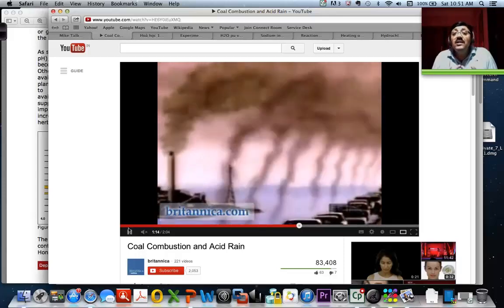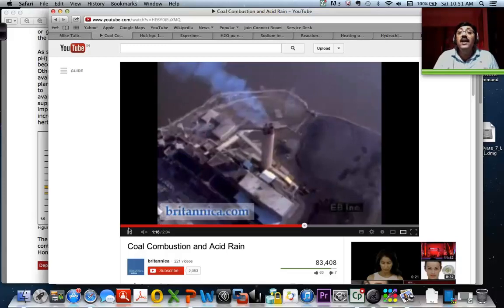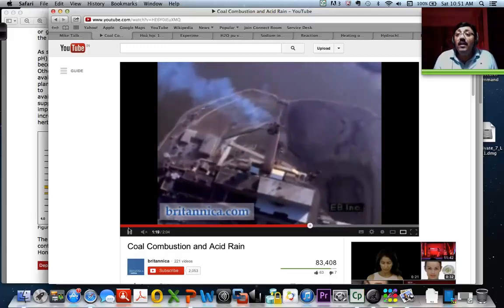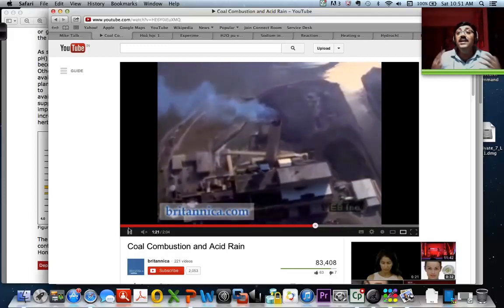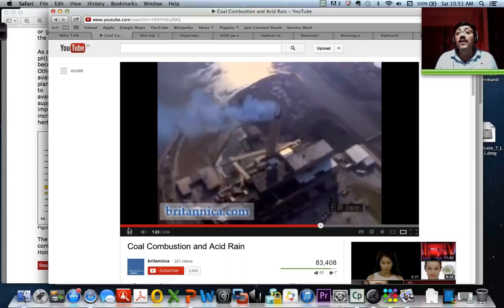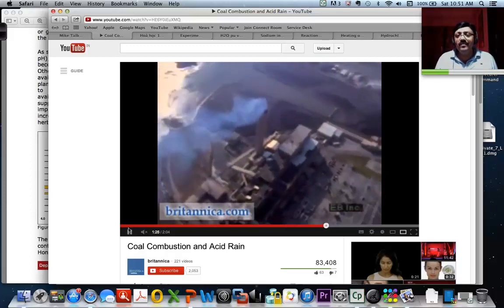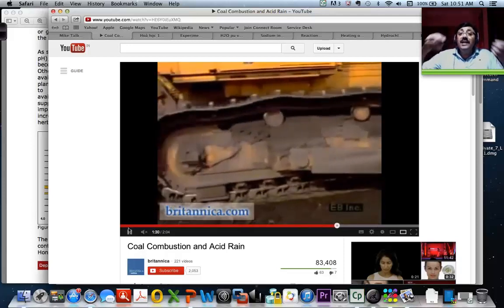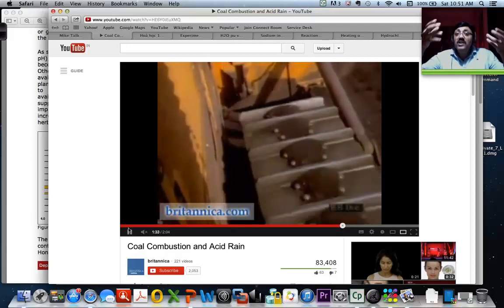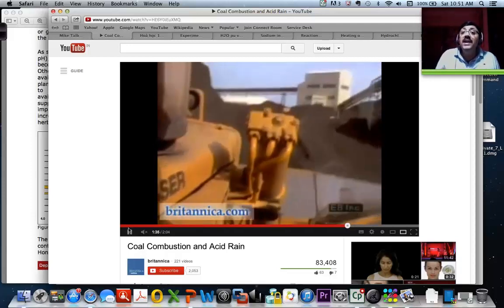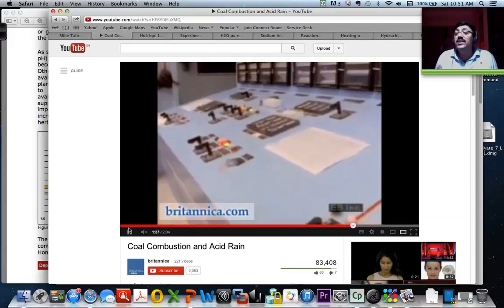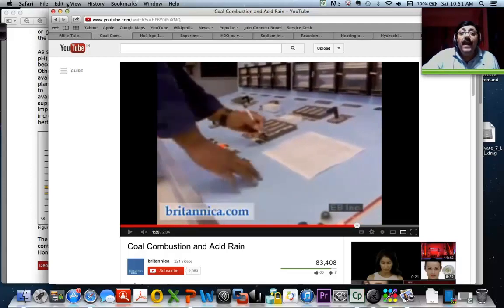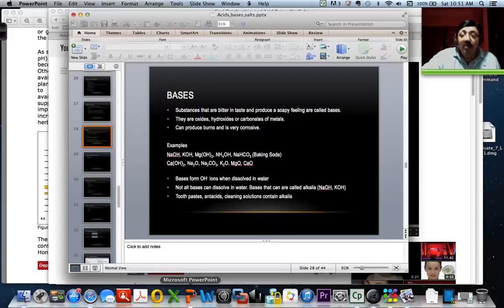Now all this turns to sulfuric acid, nitric acid, and all that actually remains in the atmosphere. Now when the rain starts falling, that is where we'll start having trouble, right? When the rain starts falling, all that sulfuric acid and nitric acid in the atmosphere is brought down, and that makes the soil heavily acidic, right? And that is basically what acid rain is all about. I hope you've got an understanding of what acid rain is and why that is happening.